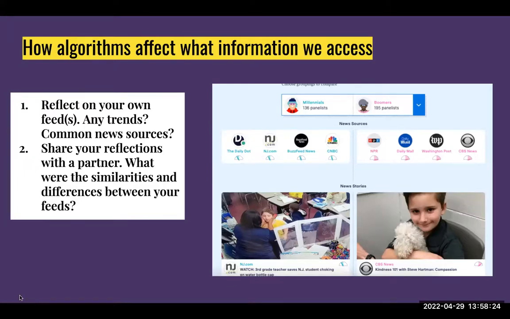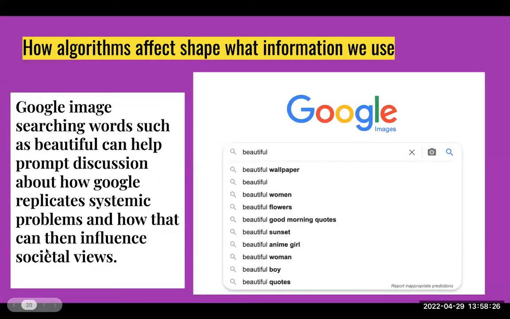Another activity that you can do this with is the very common searching Google Images for the word beautiful. Spoiler alert, if you haven't done this before, it's predominantly able-bodied, thin, white women that come up, even if you're not including those search terms in it.